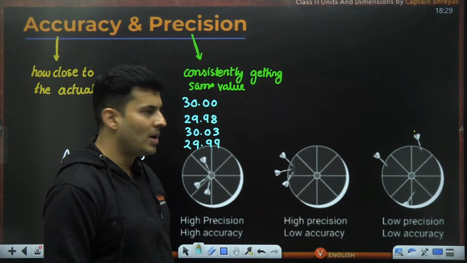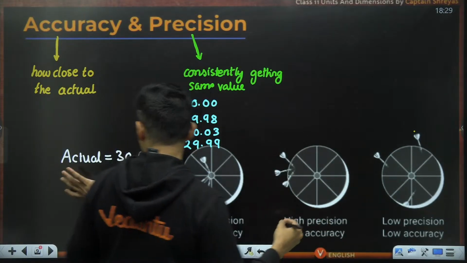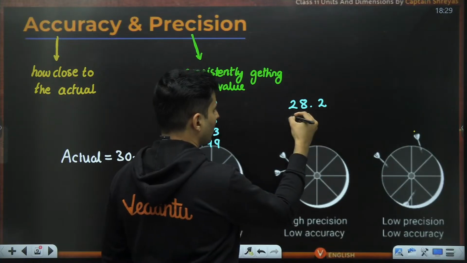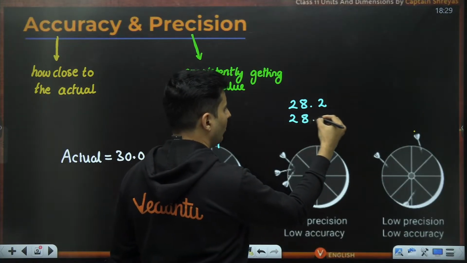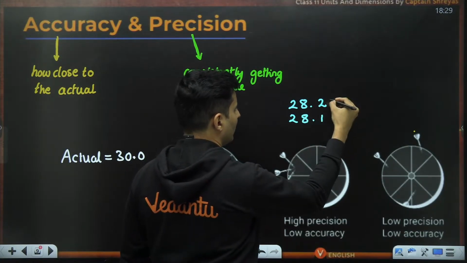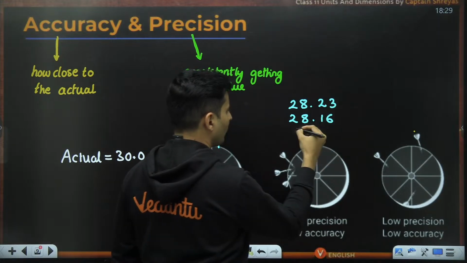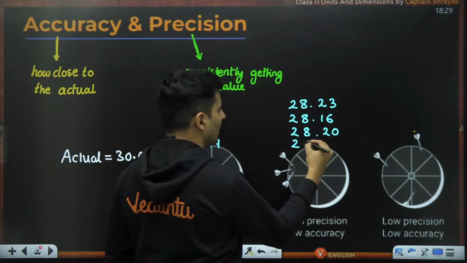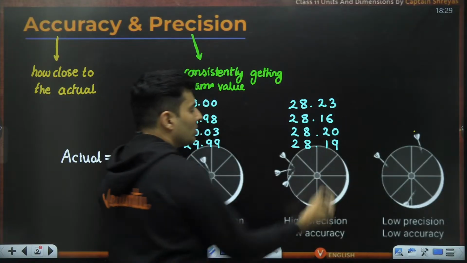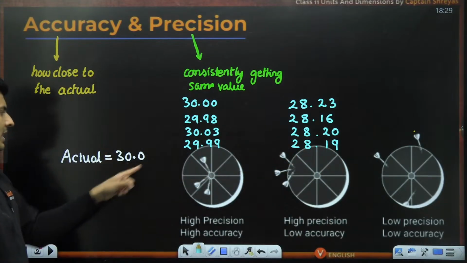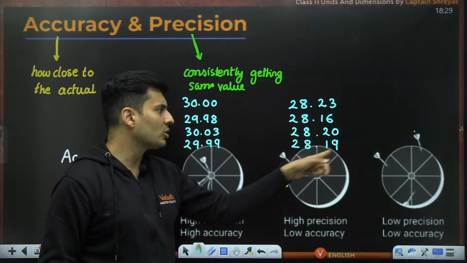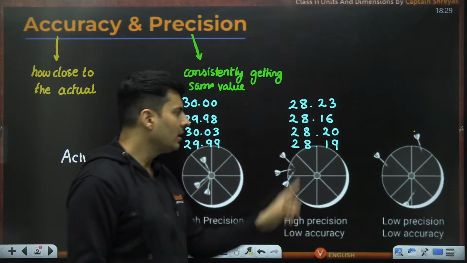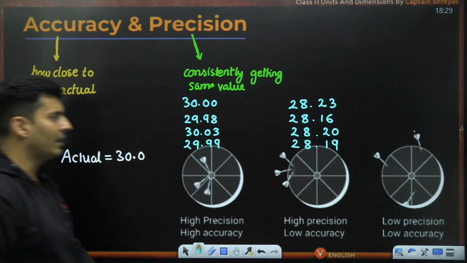But high precision, low accuracy would mean something like this. The real value is 30, but you are getting like 28.2316, 28.20, 28.19. So this is definitely off from the real value, but you are very close to 28.2. So, very precise, but definitely not accurate as compared to the actual value.